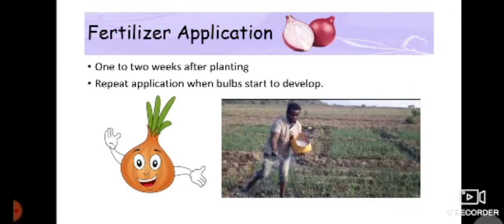Fertilizer application. By using VAM application, 1 to 2 weeks after planting, apply either by broadcast or dissolved in water and sprinkle 15 grams of urea and 10 grams of muriate of potash per square meter, or 150 kilograms and 100 kilograms respectively per hectare. Second, repeat the application when bulbs start to develop. Too much fertilizer may result in oversized bulbs. For direct seeded, fertilize 1 month after germination and when bulbs start to develop.